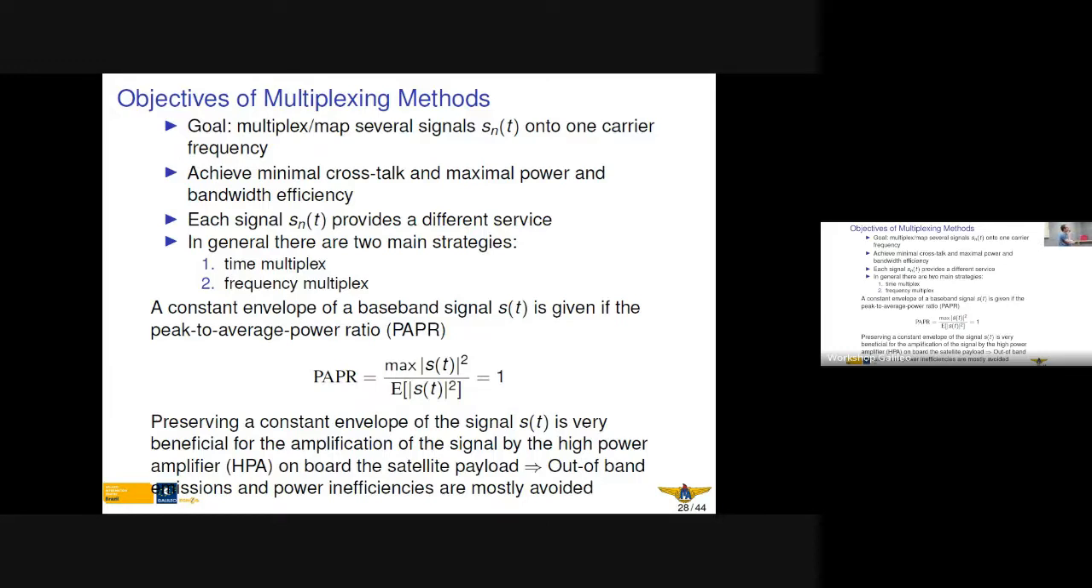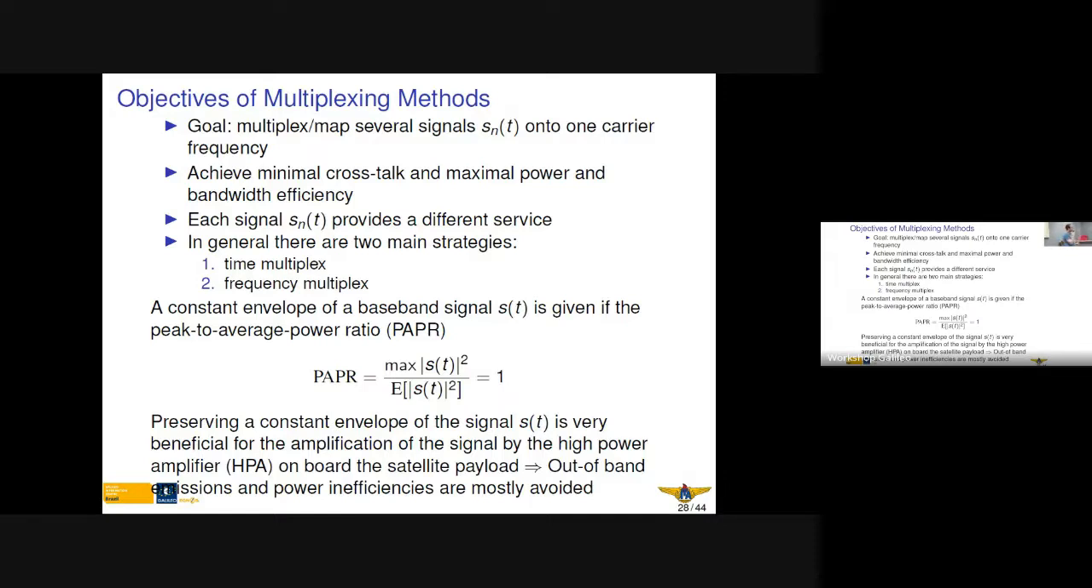So the goal here is to map several signals onto one carrier frequency, achieving minimal crosstalk and maximal power and bandwidth efficiency on the payload. Especially we will talk about the high power amplifier. Each signal provides a different service. And in general, there are two main strategies: time multiplexing and frequency multiplexing.